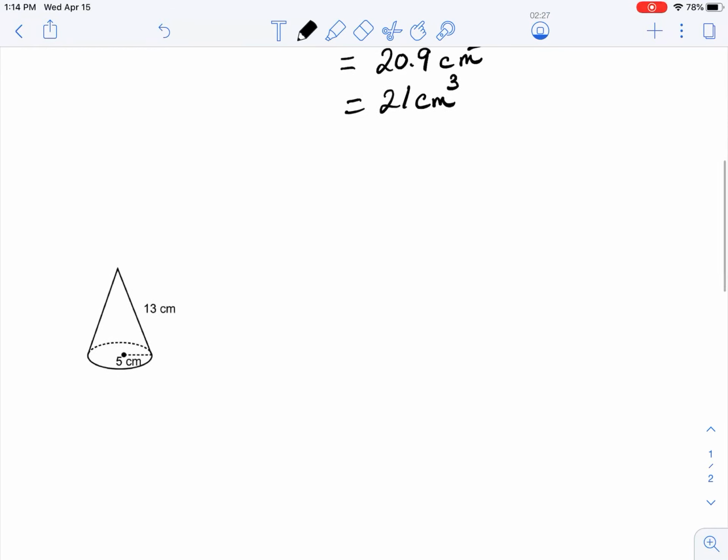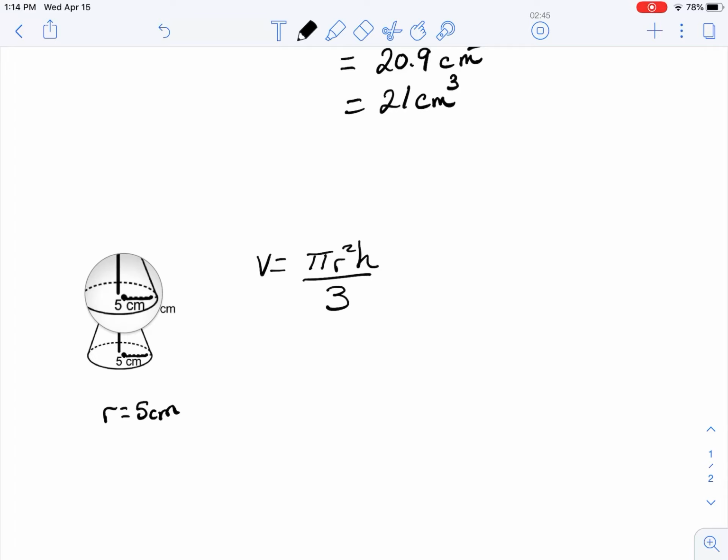Okay, now I'm going to show you another example here. We're going to do the volume of this cone here. So I'm going to write down my formula. Now this one here, I can see that they gave me the radius is 5, so I'm going to mark that down. This one here, they did not give me the height. Remember, the height is from the top, dropping right down at 90 degrees. They gave me 13, which is on the slant. See, they gave me the slant height there.